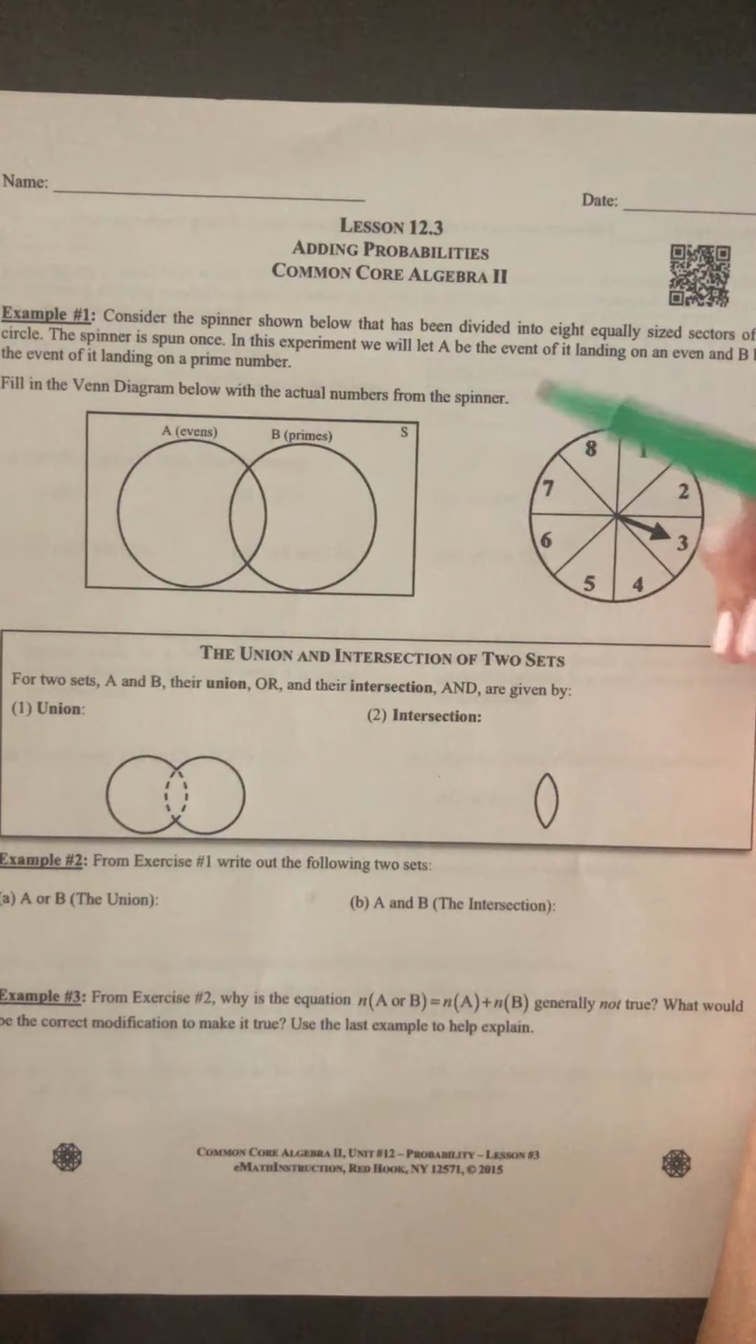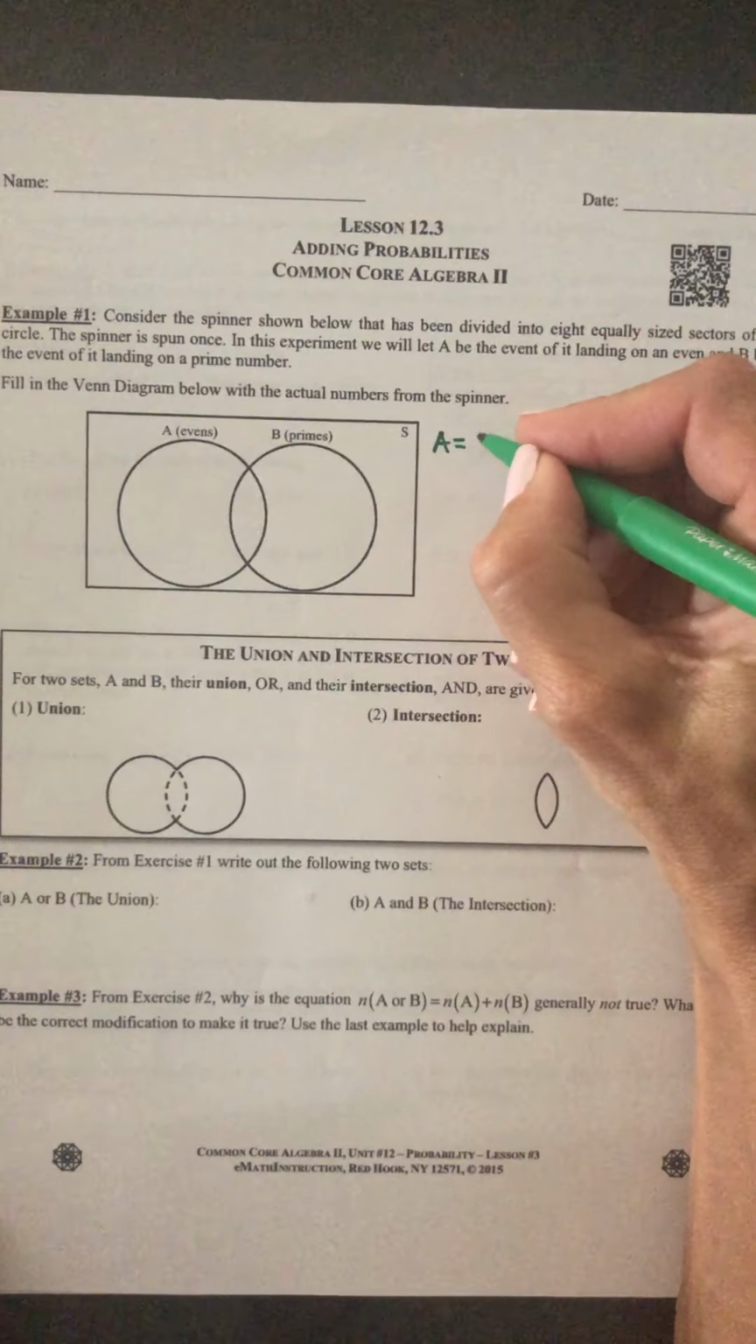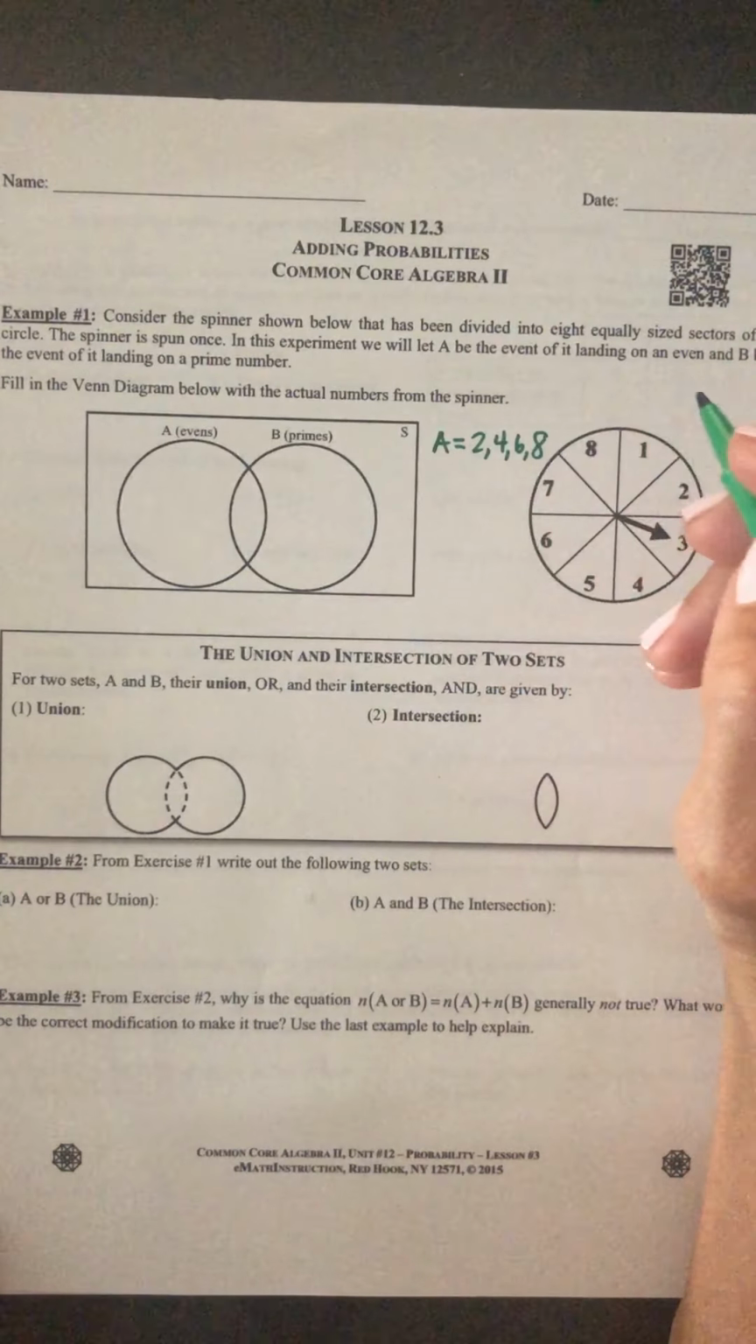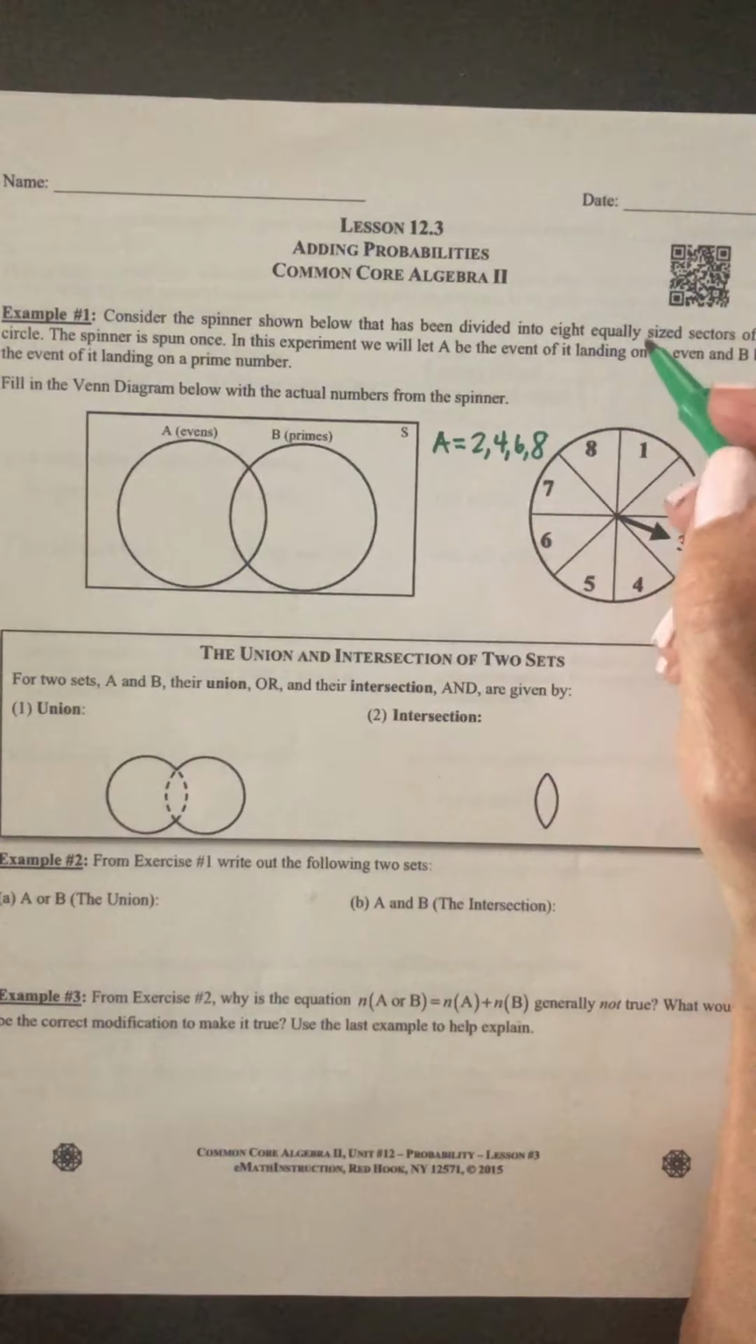So let's talk about set A. Set A would be you spin the spinner and you get an even. So I want you to list all the evens here. All the evens: 2, 4, 6, and 8. Then set B is prime numbers.